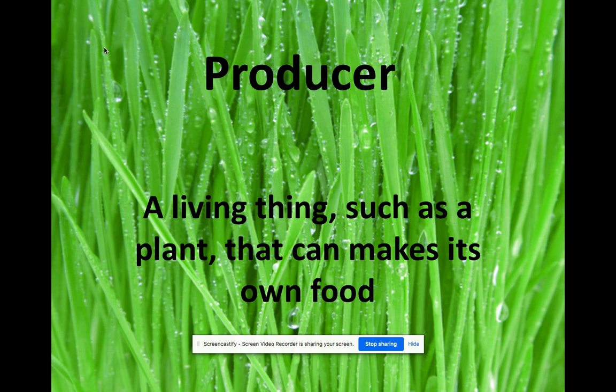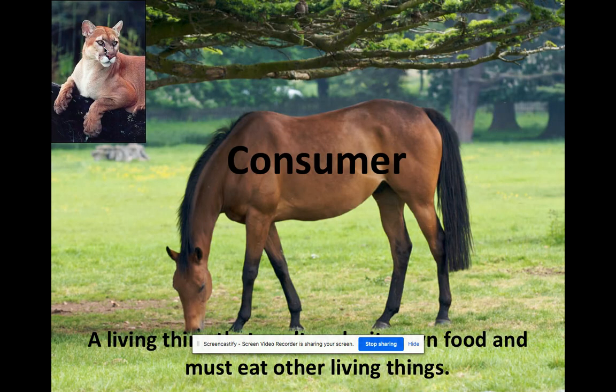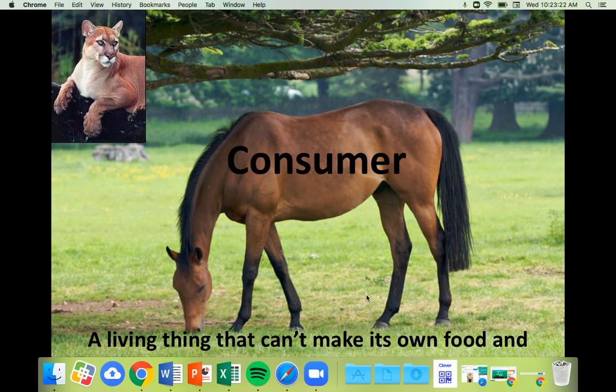So, a producer is a living thing such as a plant that can make its own food. A consumer is a living thing that can't make its own food and it depends on producers or other things for food.